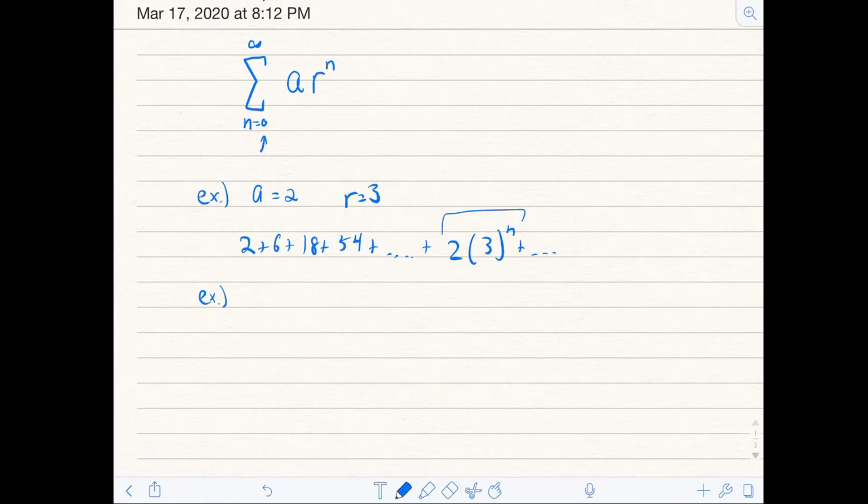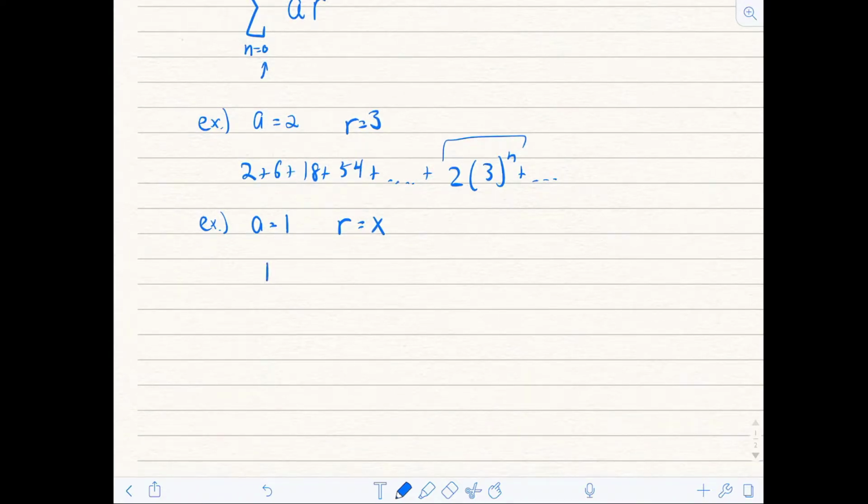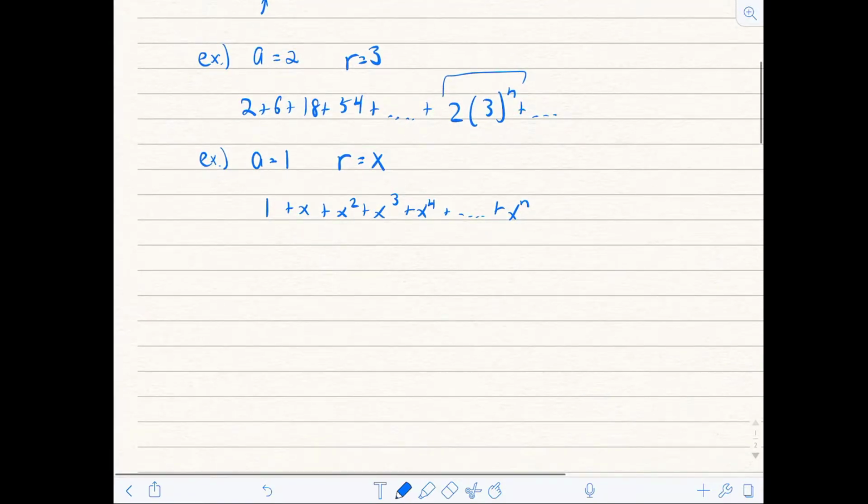If I were to give you an example like this, a is going to be equal to, let's say, 1, but r is going to be equal to x. Then this is actually just going to be 1 plus x plus x squared plus x to the third plus x to the fourth plus dot dot dot plus x to the n, and that continues going on forever. The setup for these geometric series makes for some interesting conversations when I'm dealing with power series in relationship to that specific type of function.